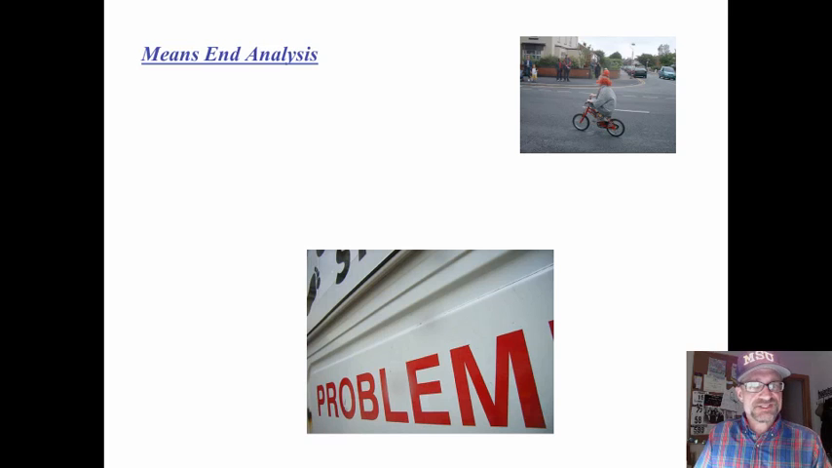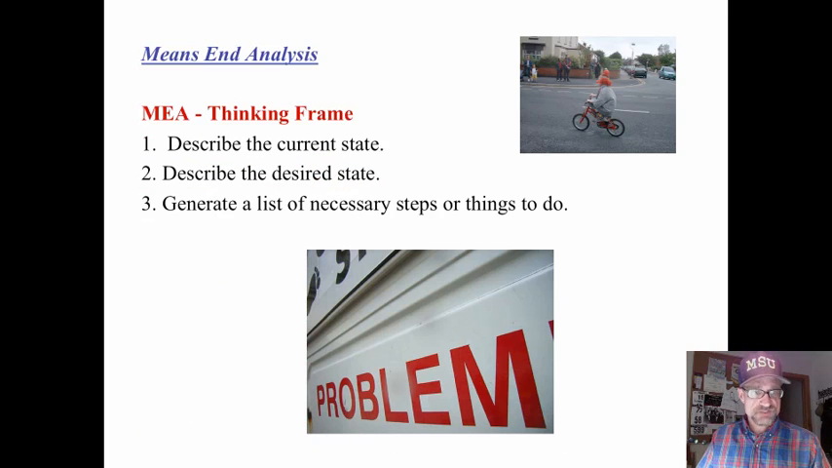Means-end analysis is the second problem-solving strategy. Here is the thinking frame. Describe the current state, describe the desired state, generate a list of necessary steps or things to do. Again, teach explicitly in large group, small group in pairs, and after a while, individually.